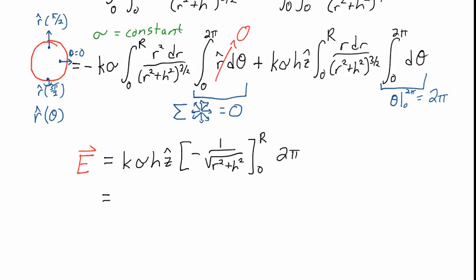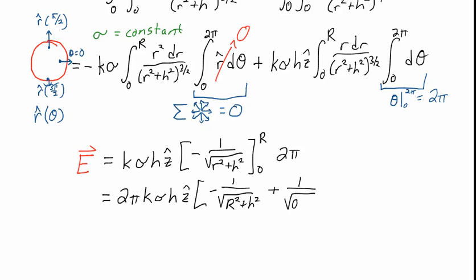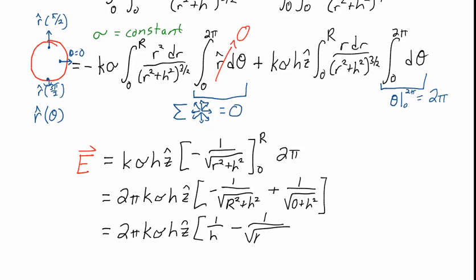Then if we substitute R and 0 into minus 1 over the square root of r squared plus h squared, we get 2 pi k sigma h z hat. If we substitute R in, we get minus 1 over the square root of capital R squared plus h squared, minus negative, or plus, 1 over the square root of 0 plus h squared. That gives us 2 pi k sigma h z hat, times 1 over h minus 1 over the square root of R squared plus h squared. And that's the electric field of a disk with constant sigma. That's our answer.